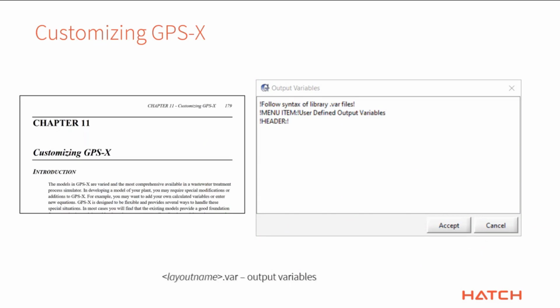Now, all of this functionality is already covered very nicely in Chapter 11 of the GPSX User's Guide. If you go to the Help menu and go to Manuals and go to User's Guide, find Chapter 11, and it talks about all of this. It does include a lot about the syntax that you'll need to be able to follow. It's a good reference guide.